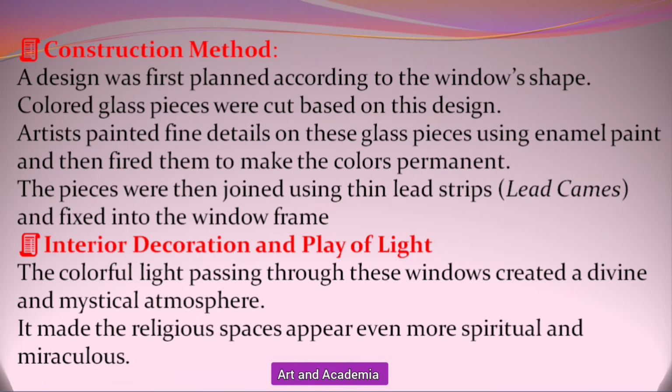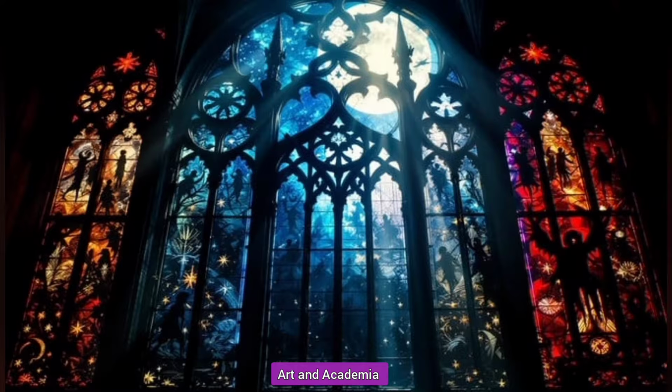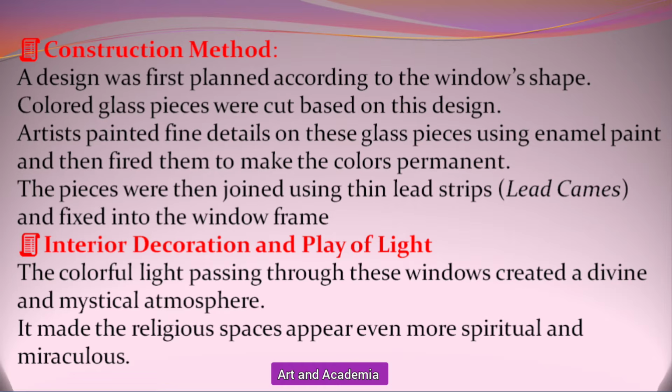Construction method. A design was first planned according to the window's shape. Colored glass pieces were cut based on this design. Artists painted fine details on these glass pieces using enamel paint and then fired them to make the colors permanent. The pieces were then joined using thin lead strips, lead cames, and fixed into the window frame.